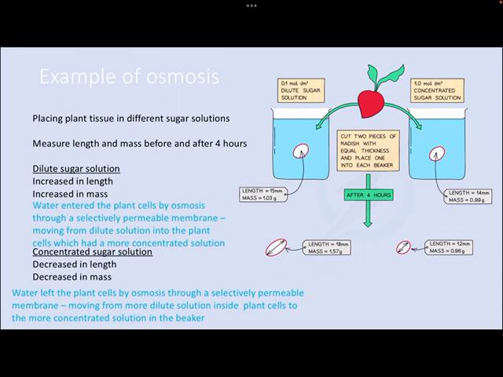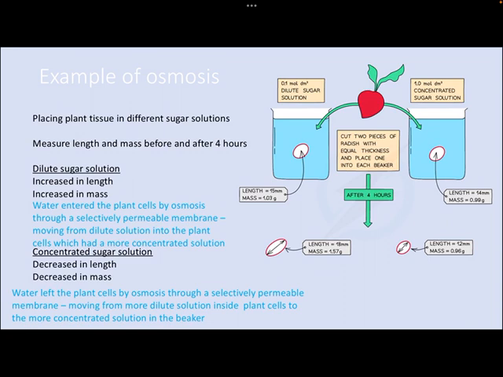So always look at how many marks are being awarded. Make sure you've mentioned the term osmosis, which is worth a mark, what direction the water is moving, so where is more dilute and where is more concentrated, and that it's passing through a selectively permeable membrane.